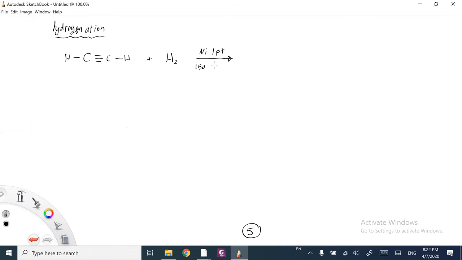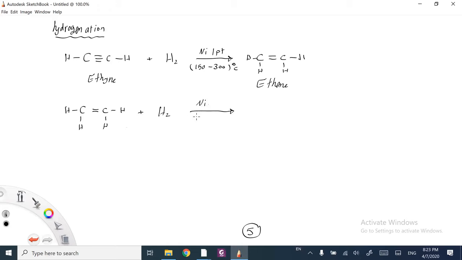From 150 to 300 degrees Celsius. So it will give us C double bond C, H. It's called ethene. Then the ethene, adding excess hydrogen in the presence of nickel or platinum, 150 to 300 degrees Celsius, gives us C single bond C, then 3H. This is called ethane.